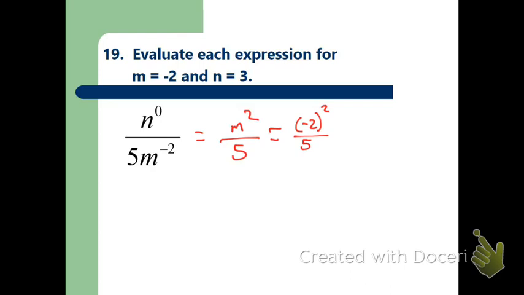And what does -2 squared become? Positive or negative? Positive, because we have an even amount of negatives, 4/5. You have the worksheet sitting there.